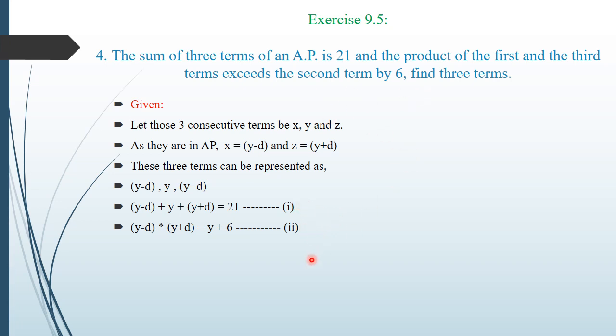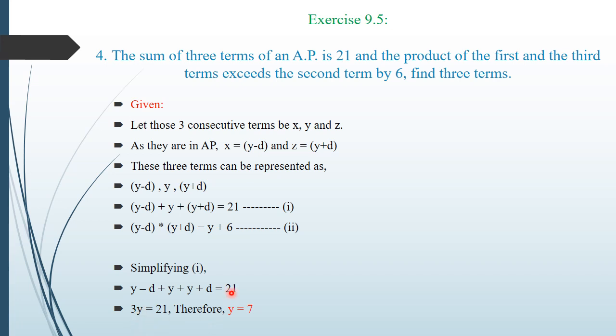Now we'll just go on simplifying these two statements and we'll get some answer. Simplifying the first equation here, I'll just open the bracket, that is y minus d plus y as it is, plus y plus d. When I solve this, you can see here minus d and plus d get cancelled and only 3y is going to remain here.